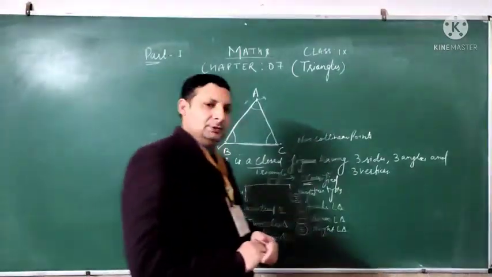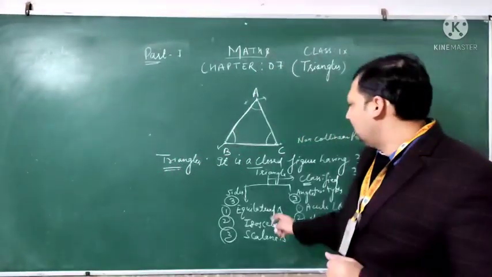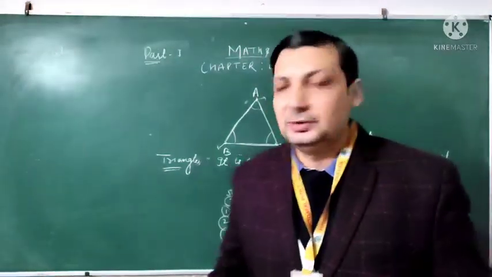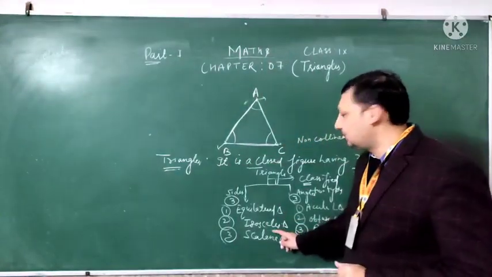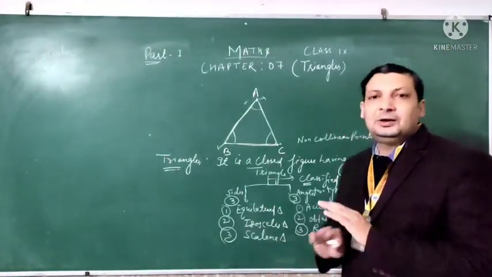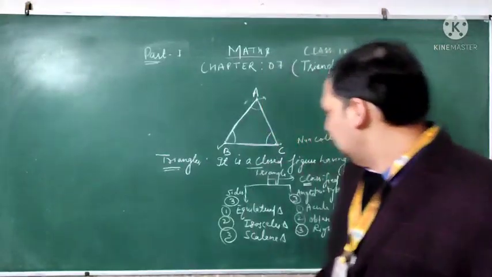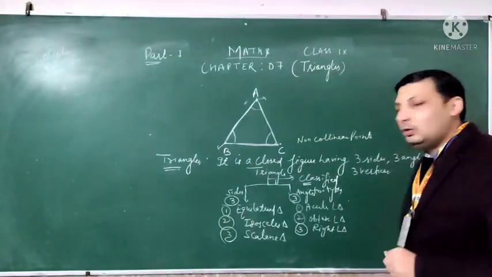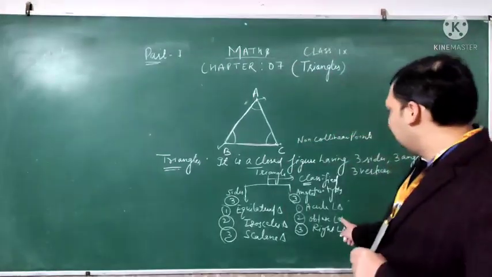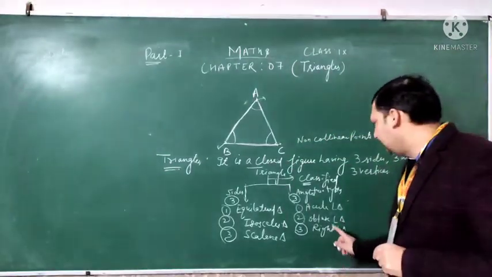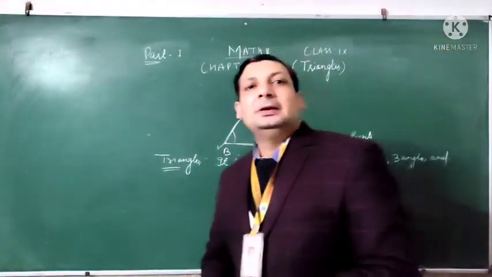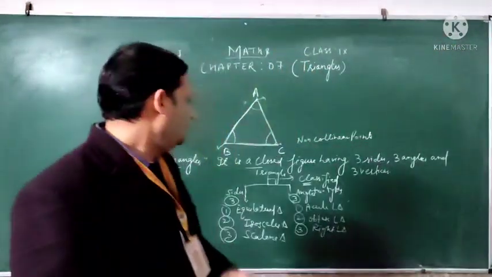When we talk about these types of triangles, what is an equilateral triangle? An equilateral triangle is a triangle having all sides equal. An isosceles triangle is a triangle having 2 sides equal. And a scalene triangle is one in which none of the sides are equal. In an acute angle triangle, all angles are less than 90. In a right angle triangle, one angle is 90 degrees, and in an obtuse angle triangle, one angle is more than 90 degrees.